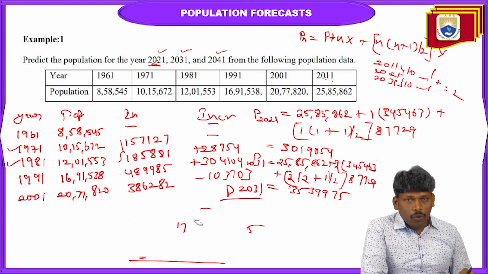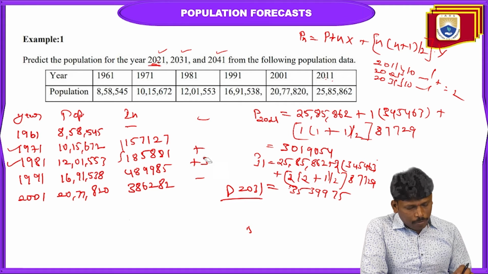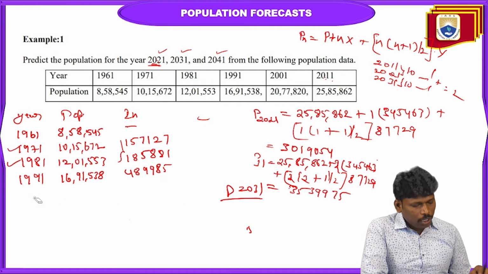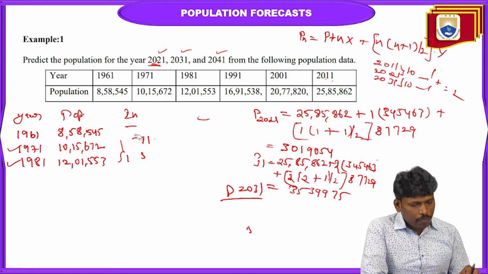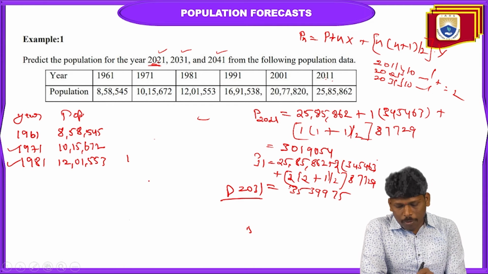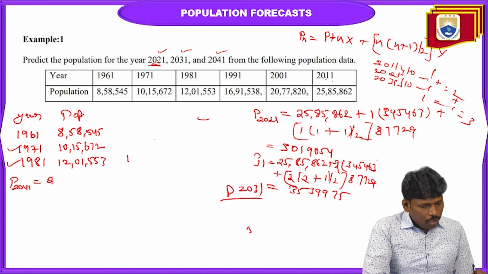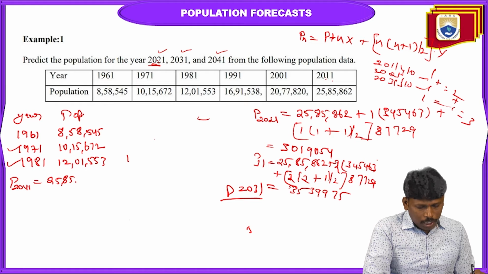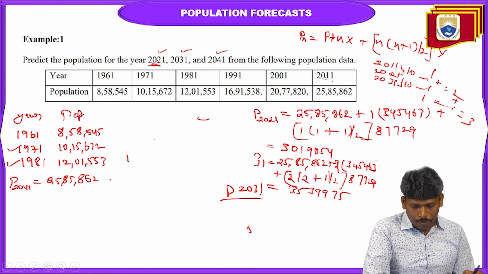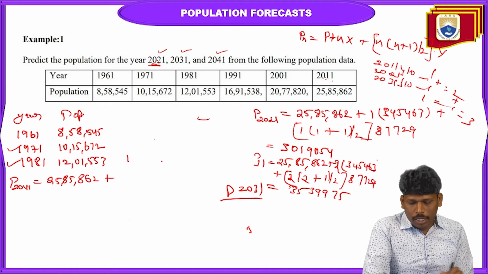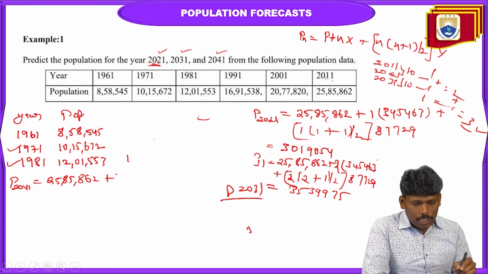to calculate the population in 2041, again we need to take the n value as 3 because we are calculating for 2041. So in case of 2041, the number of decades increases, so one more is added here and it becomes 3. So again you have to apply the same formula for 2041. It is equal to P. In this formula P equal to 25,85,862. Then which decade are we calculating? Decade number 3. 3 decades after 2011.